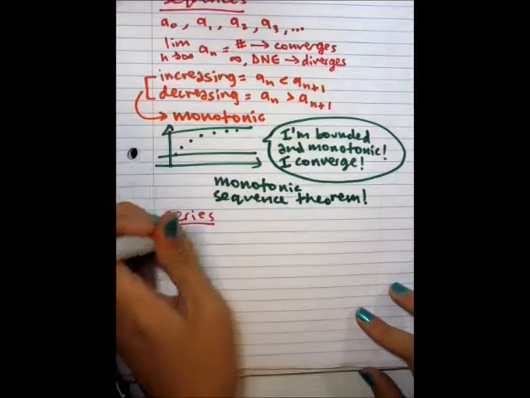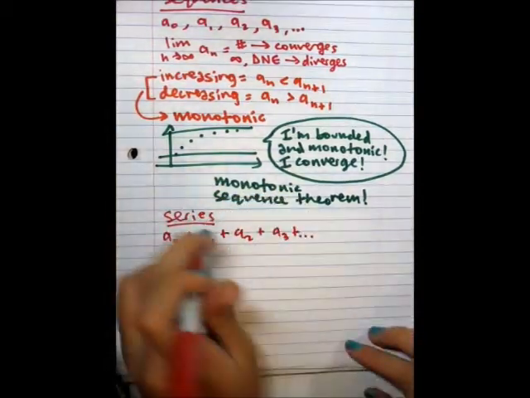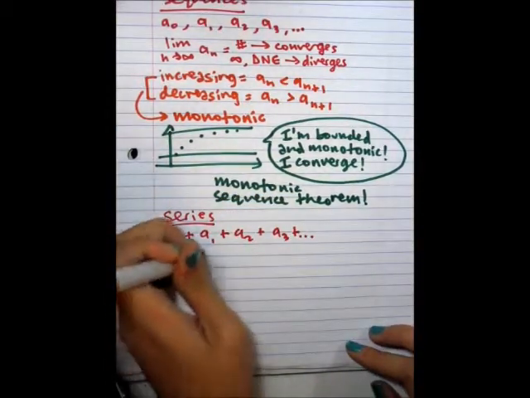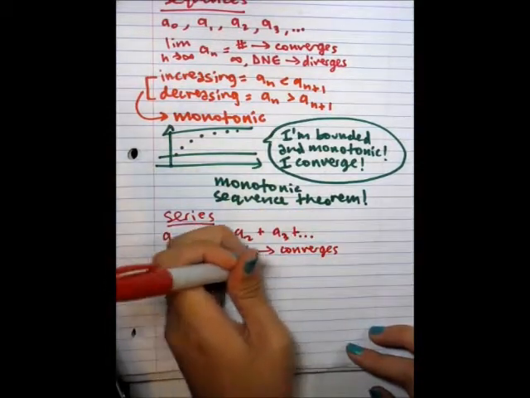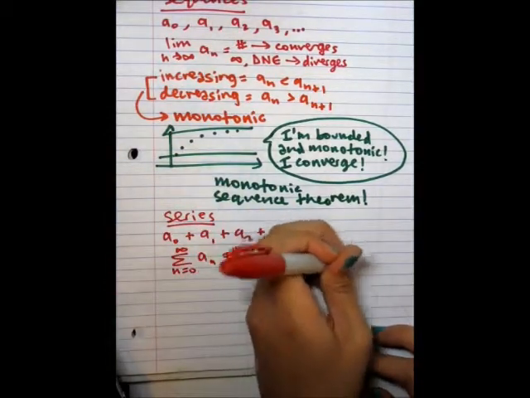Hooray! Moving on to series, which are different from sequences because we add. We take the sum as n goes from 0 to infinity of a_n, and if this is a number, the series converges. Otherwise, it diverges.